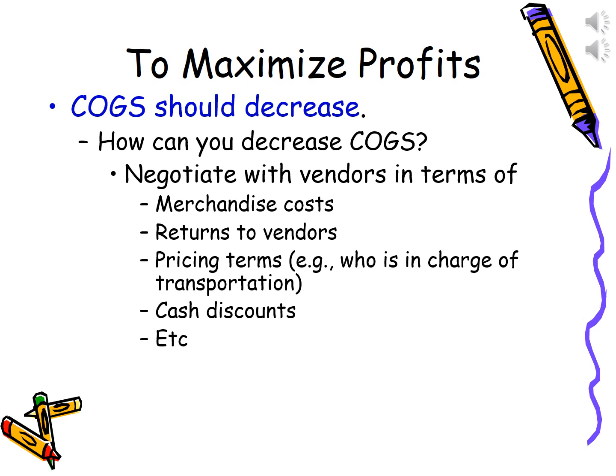We want to reduce purchases, for example, and that doesn't mean we want to buy less merchandise. We want to buy the same amount of merchandise at less cost. So negotiate with the vendors in terms of the merchandise cost. Also, we can negotiate with the vendor in terms of returns to vendors, so that the vendors will be willing to take back items that don't get sold. In terms of other pricing terms, such as transportation, we can negotiate so that vendors take care of the transportation instead of the retailer having to take care of the transportation cost.